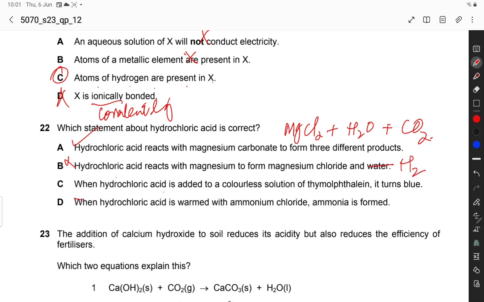This is incorrect. When hydrochloric acid is added to a colorless solution of thymolphthalein, it turns blue. No, it turns colorless. When hydrochloric acid is warmed with ammonium chloride, ammonia is formed. No, it is incorrect. When sodium hydroxide is warmed with ammonium chloride, ammonia is formed. So that's why it is incorrect. So A option is correct option.